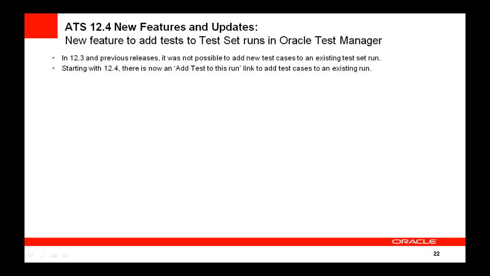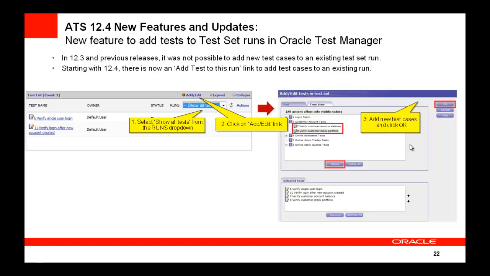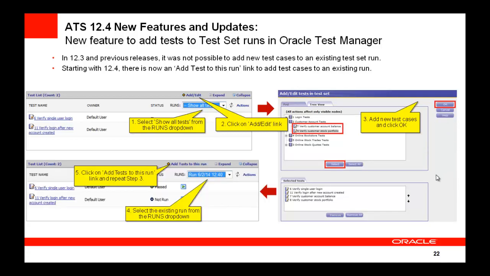To demonstrate the flow, first you will need to select Show All Tests from the Runs dropdown. Following that, click on the Add Edit link. Add any new test cases and click OK. Afterwards, select the existing run from the Runs dropdown, and then click on Add Tests to this run link and repeat step 3.